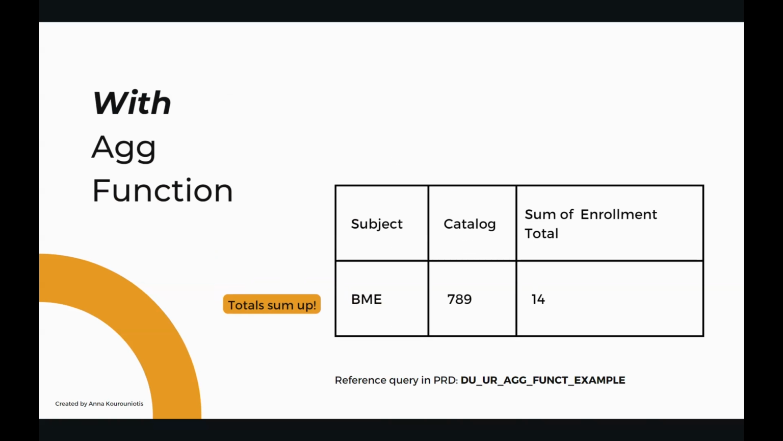rows for BME 789. If you were curious to see how that looks in a query, you can reference the one I created in our production instance. It's right there on the bottom for you. Go ahead and open that up.